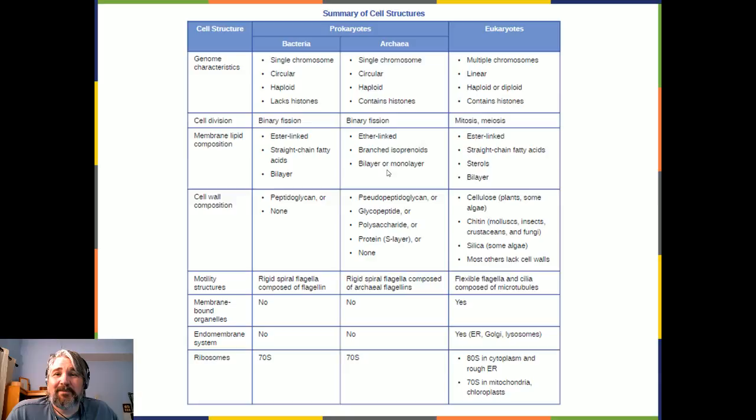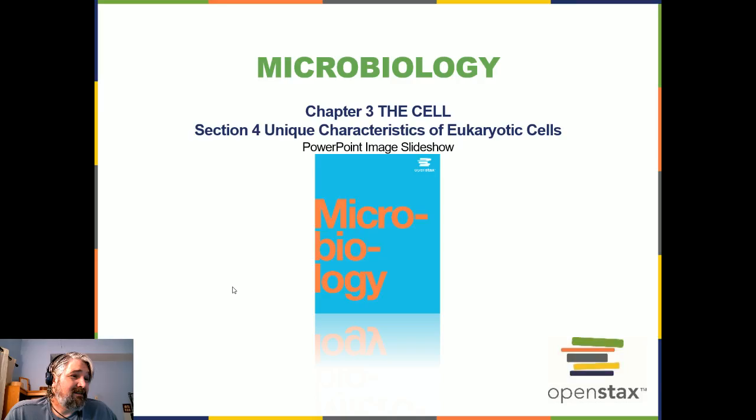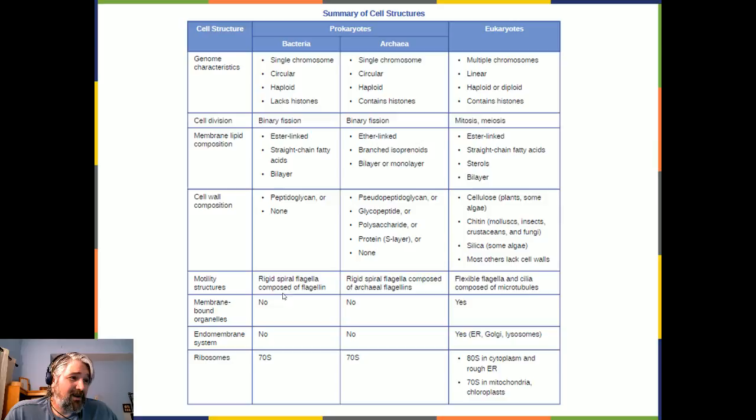Oh, and something interesting about some archaea is that their membrane is sometimes monolayered instead of a bilayer. So eukaryotes, obviously, we have cellulose, chitin, silica. Mostly, we don't have cell walls in eukarya. Now, motility structures: we have flagella composed of flagellin that are rigid, and the rigid spiral flagella composed of archaeal flagellins. Whereas in eukaryotes, the flagella are flexible, so they do the wave motion, they don't spin. And of course, cilia that just go back and forth. Those are composed of microtubules.